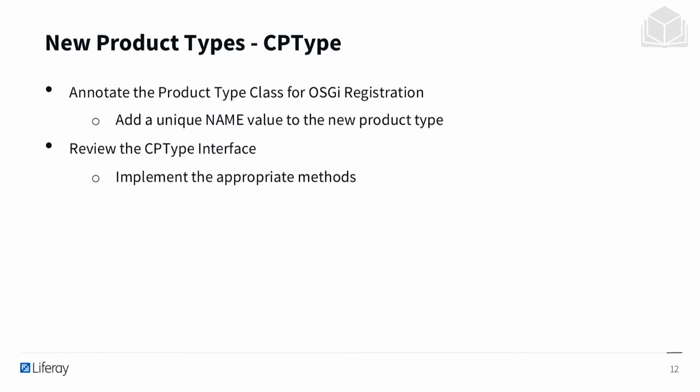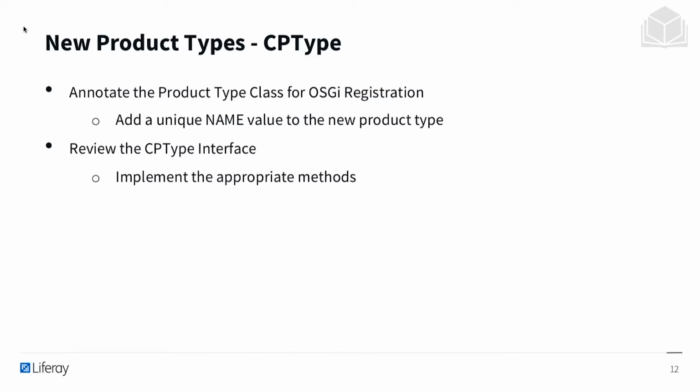We need to annotate the product type class for OSGI registration. We need to add a unique name value to the new product type. We also need to review the CPType interface and implement the appropriate methods. So again, these are following the same basic steps that are needed for all extension points in Liferay Commerce.